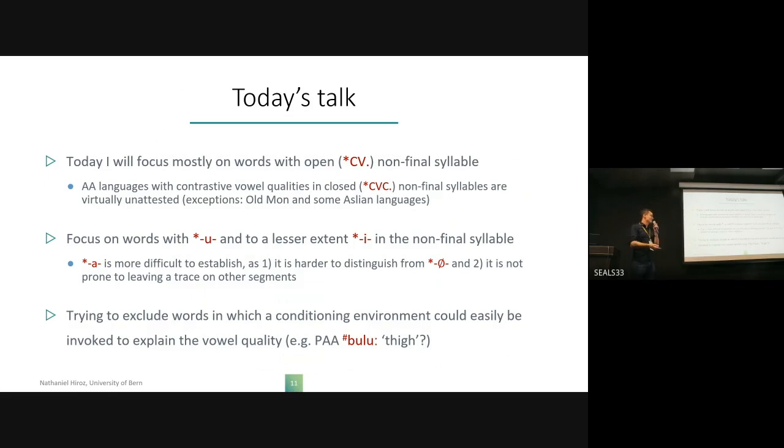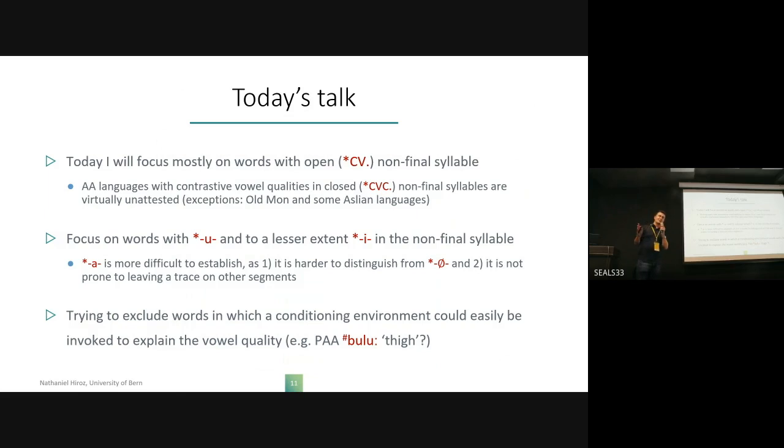I'm not talking about words where we could maybe reconstruct A, because it's difficult to contrast those with maybe zero or a schwa, and also we don't really have indirect evidence because A is not the kind of vowel that has an effect on other segments. Typically, it doesn't cause rounding or palatalization, so I'm not going to be talking about this vowel.